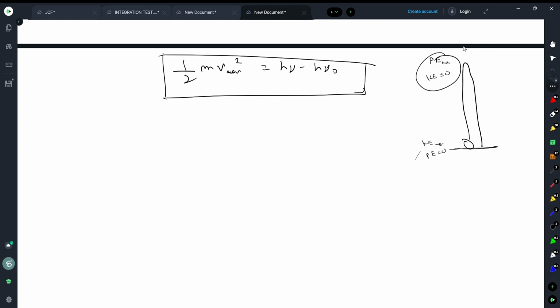Throughout this particular motion, the total energy remains constant. It is potential energy plus kinetic energy.